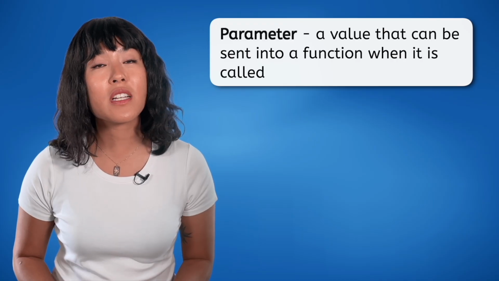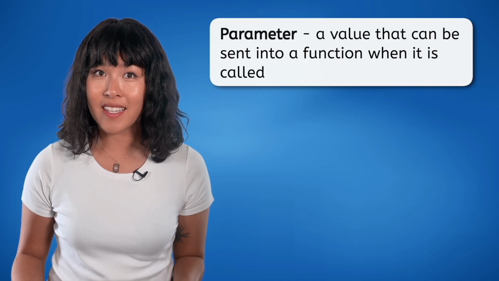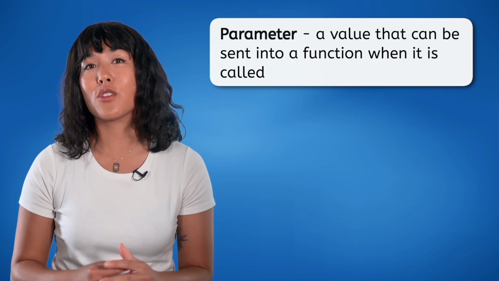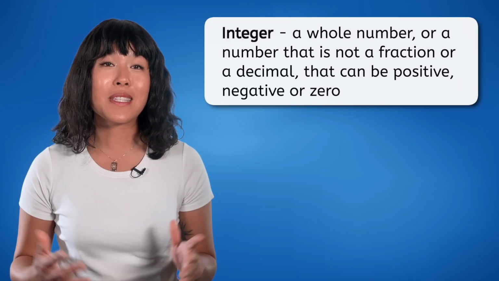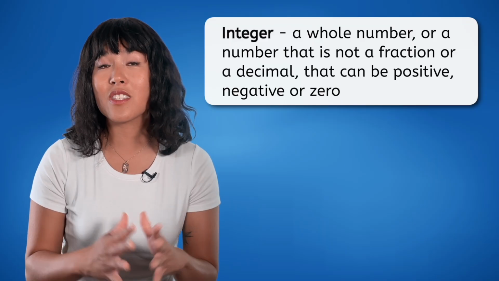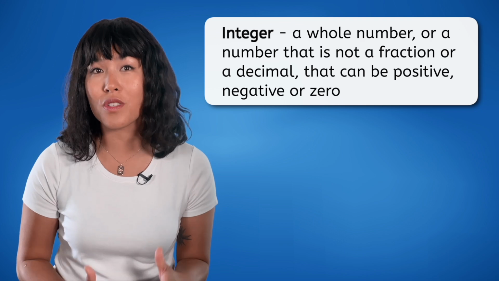A parameter is a value that can be sent into our function when we call it. When we use parameters, the function has to be set up to accept a certain type of value. In this case, our function accepts integers. An integer is a whole number or a number that is not a fraction or a decimal. That can be positive, negative, or zero.